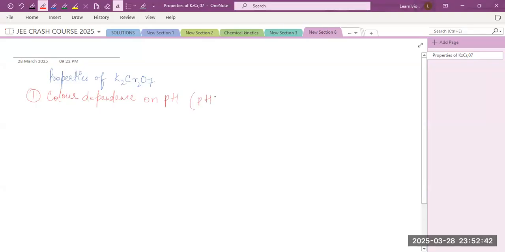In alkaline solution, we know that the pH is greater than 7, right? And what is the color of the Cr2O7 2 minus dichromate ion? We know that the color of dichromate ion is orange, right? So in alkaline solution, which is pH greater than 7, this orange color of the dichromate ion changes to yellow color.